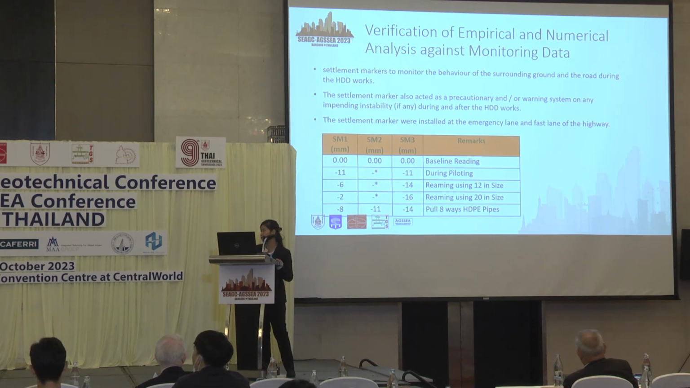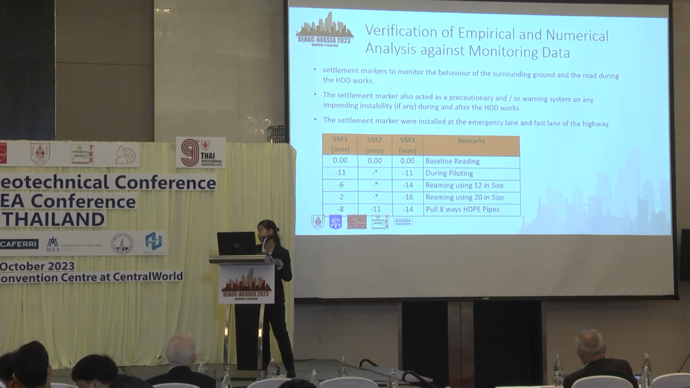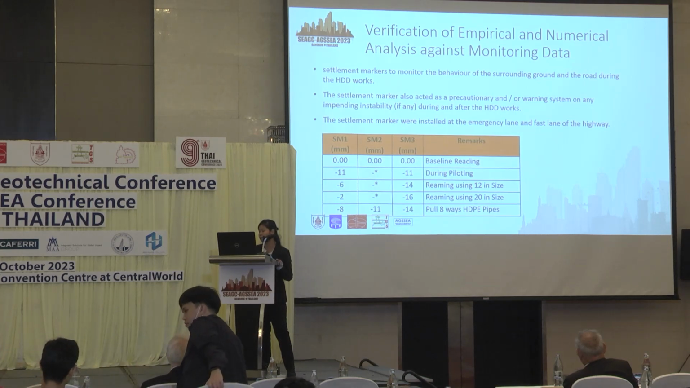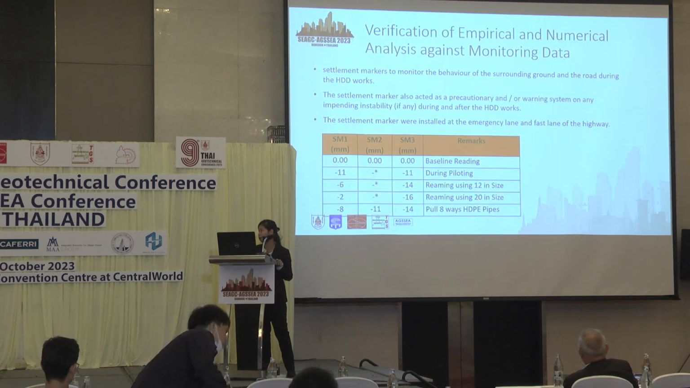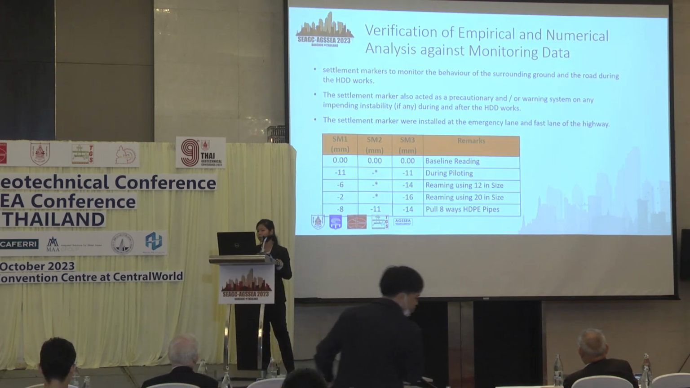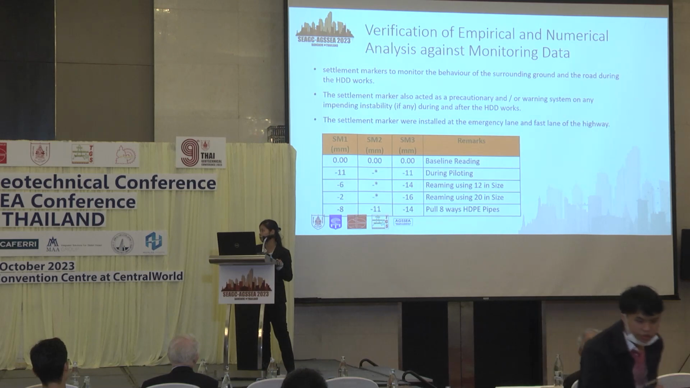Based on the table, this is the recorded data during the HDD work. The maximum value of 16 mm is recorded when the reaming size is at the maximum of 20 inch, which is about 500 mm. The asterisk refers to no reading recorded due to site constraint.